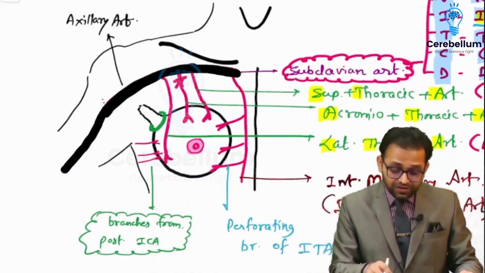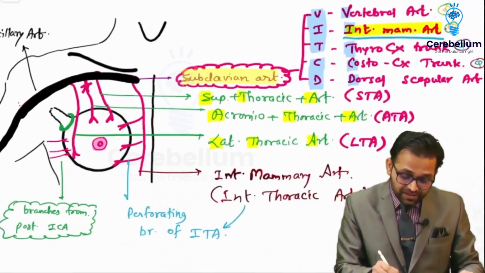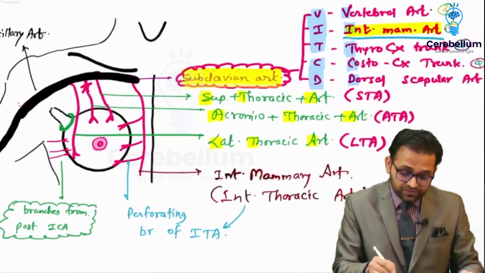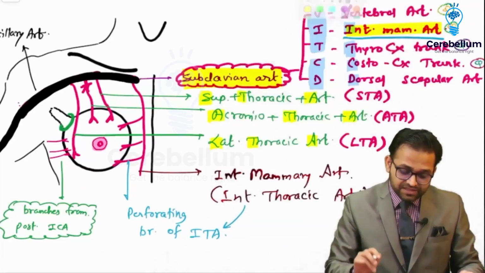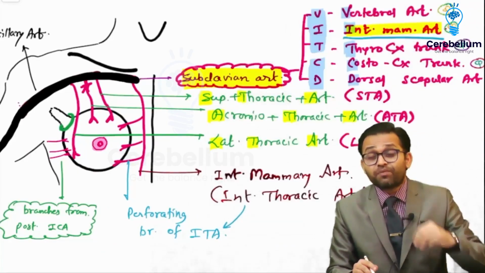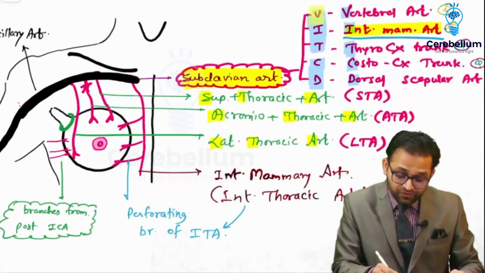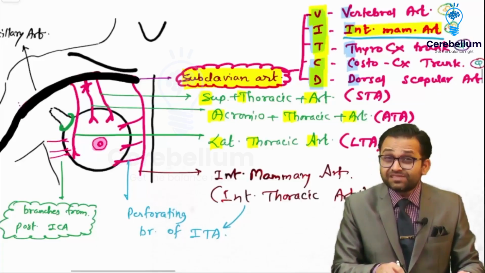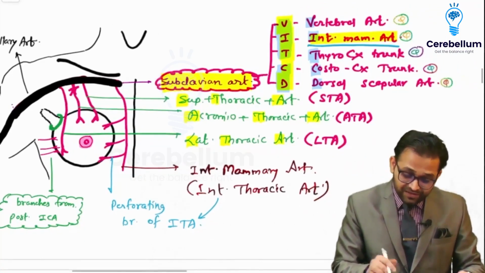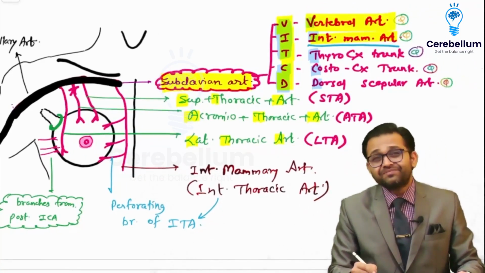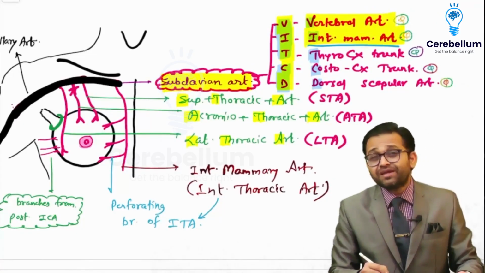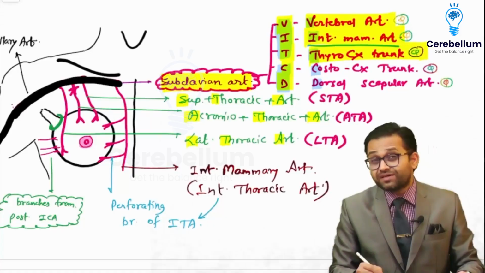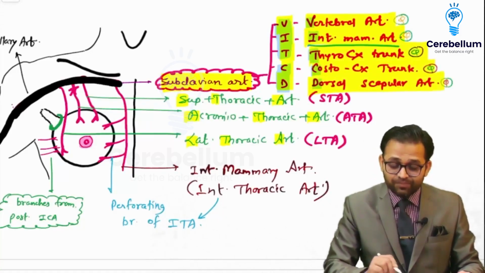Okay. Now, later I will teach you that the subclavian artery has branches. Very important. Later I will teach you. Yes, it has the first part, second part, third part. And the branches you can remember with the mnemonic VITCD, vitamin CD. So later we will see the subclavian artery has V for vertebral artery, I for internal mammillary artery, T for thyrocervical trunk, C for costocervical trunk, and D for dorsal scapular artery.